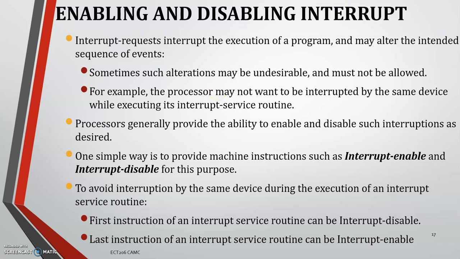One simple way is to provide machine instructions such as interrupt enable and interrupt disable for this purpose. To avoid interruption by the same device during the execution of an interrupt service routine, the first instruction of an ISR can be interrupt disable, and the last instruction of the interrupt service routine can be an interrupt enable. This is one of the mechanisms.